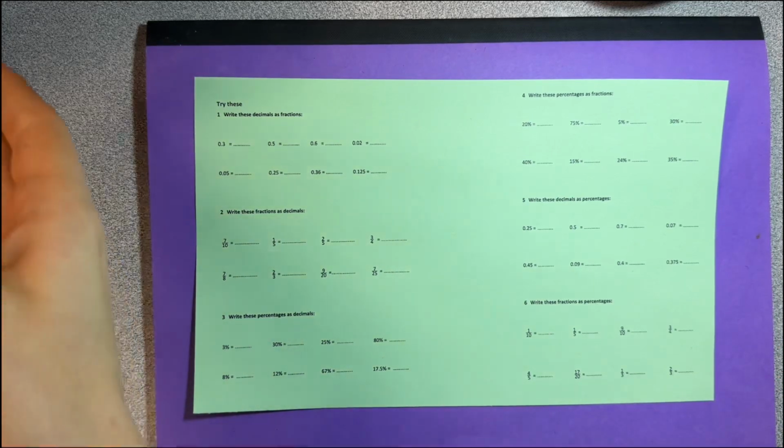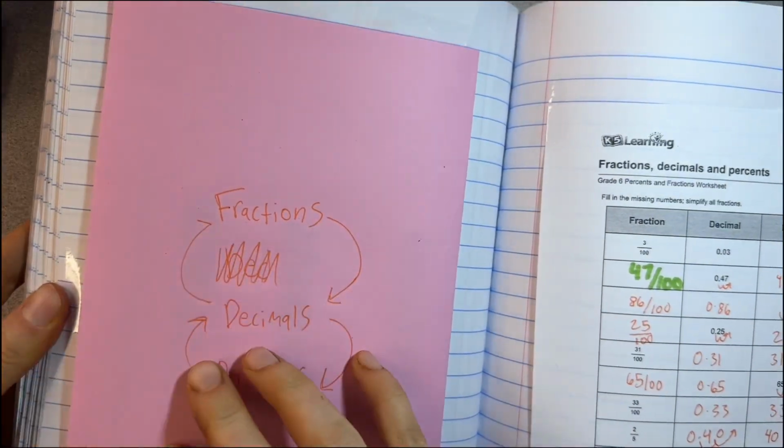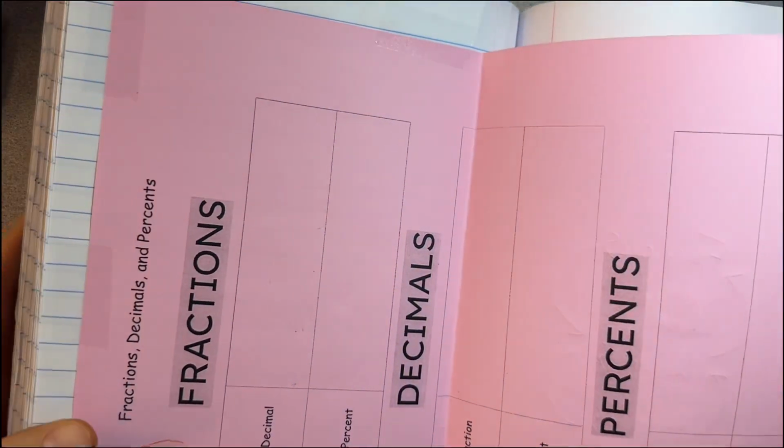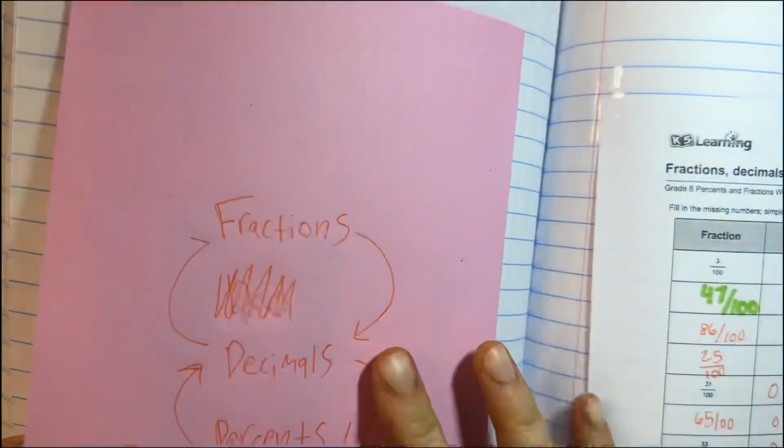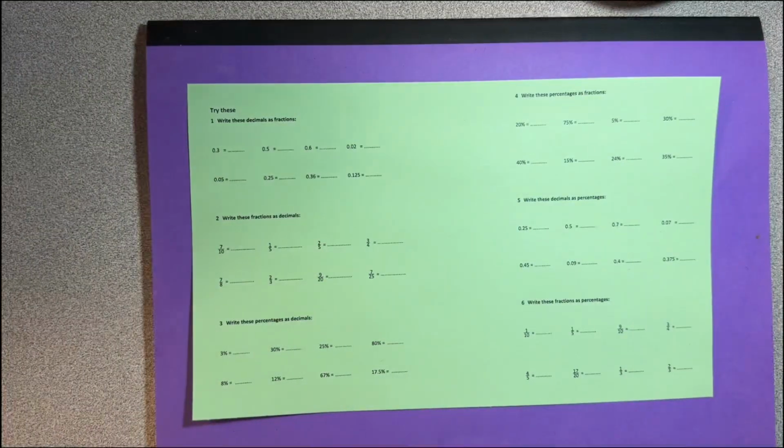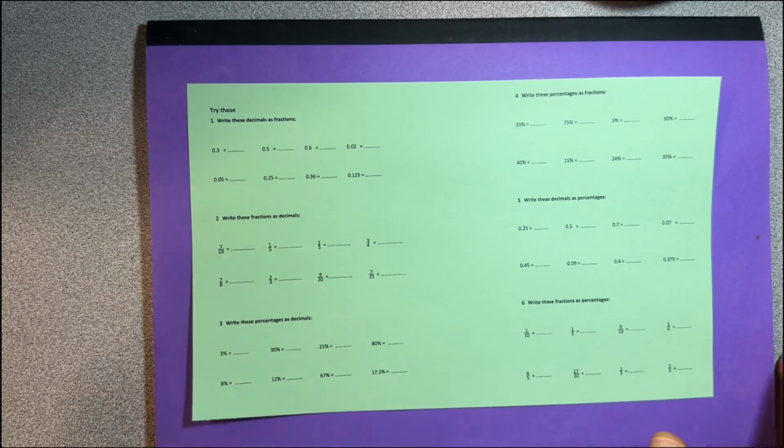Okay, so I need you guys to get out page 56, this chart that we made to help us remember how to go between fractions, decimals, and percent. So have this off to the side. You guys can pause while you get that out. We're gonna start on this section.